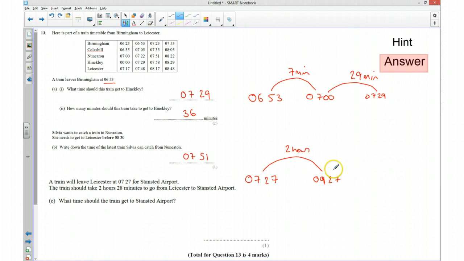And then I'm going to go 28 minutes, so let's go 20 minutes first, and that's going to be 9:47, and then I can go the final 8 minutes. 47 add 8 gives us 55, so that's going to be 9:55.